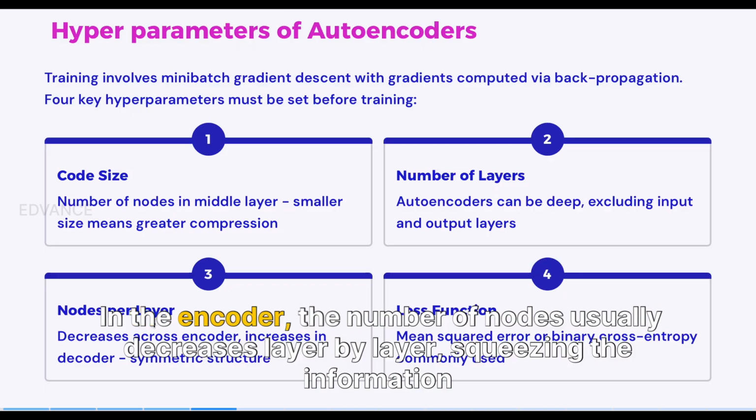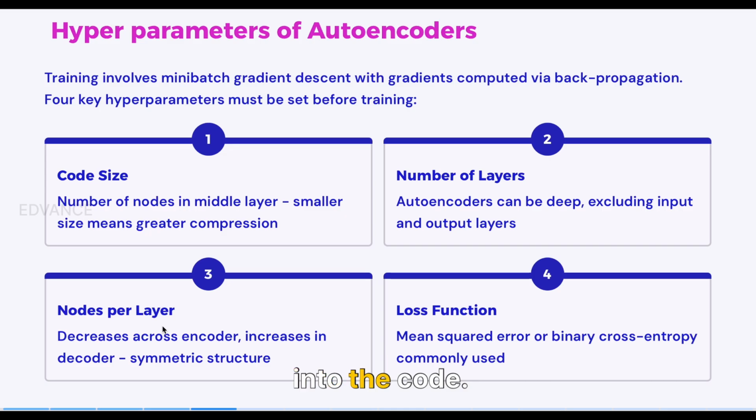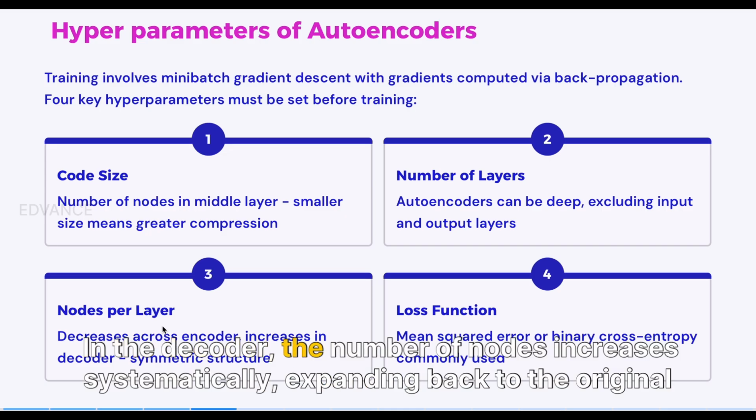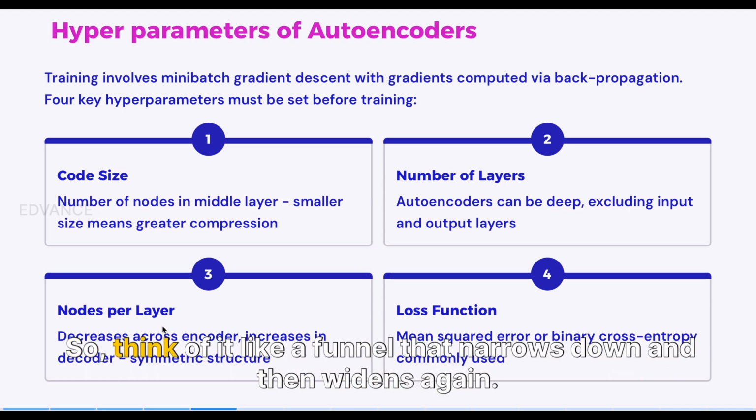In the encoder, the number of nodes usually decreases layer by layer, squeezing the information into the code. In the decoder, the number of nodes increases systematically, expanding back to the original input size. So, think of it like a funnel that narrows down and then widens again.